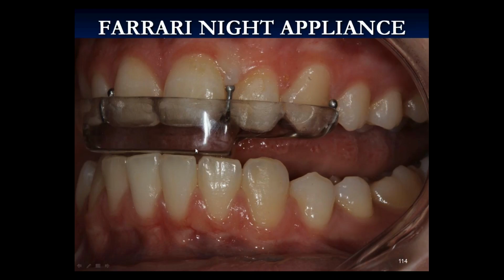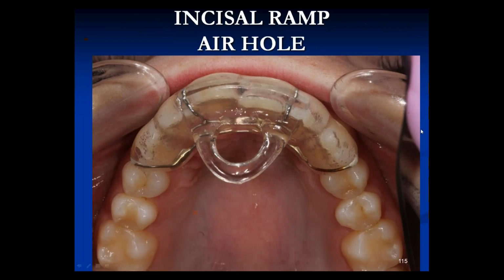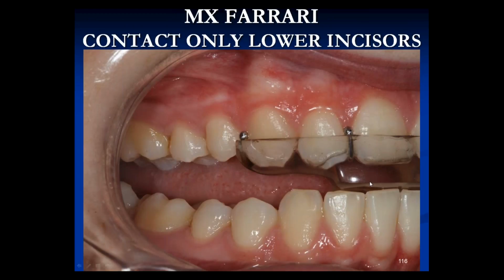Sometimes my staff will take the photos before I come in the room. The big deal is the posterior teeth don't touch. Posterior teeth don't touch. You can't clench. And it has a ramp to keep the jaw forward at night, and it's got an air hole so they can breathe. This is phenomenal. Okay, so there's a ramp right there.